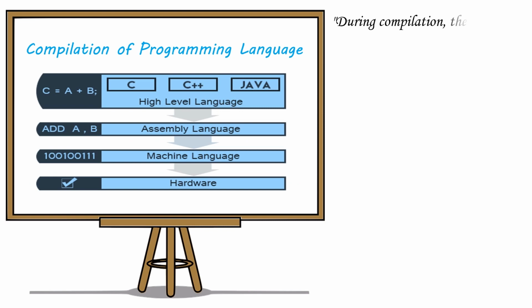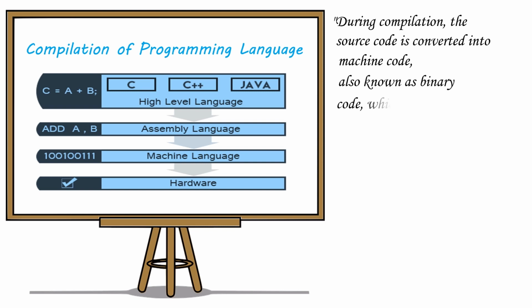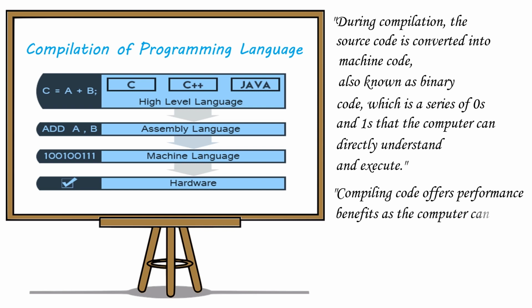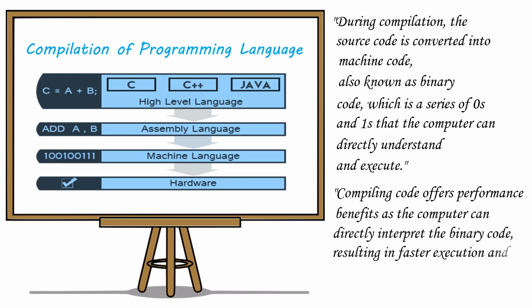During compilation, the source code is converted into machine code, also known as binary code, which is a series of zeros and ones that the computer can directly understand and execute. Compiling code offers performance benefits as the computer can directly interpret the binary code, resulting in faster execution and optimized resource utilization.